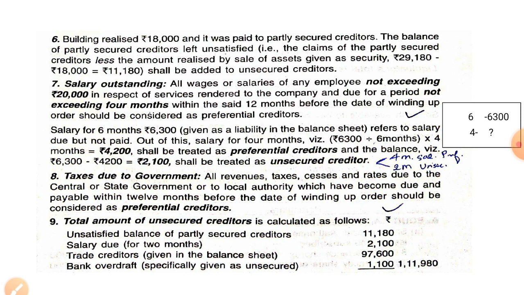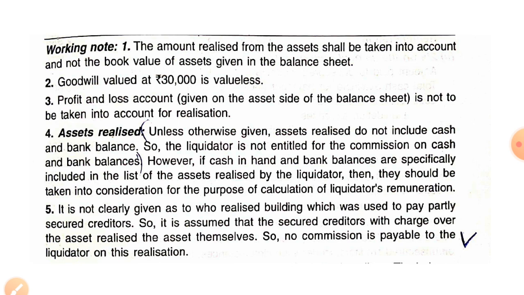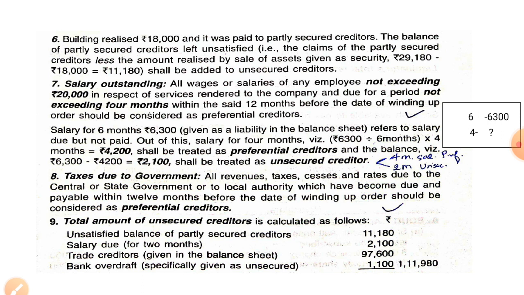Then in the balance sheet they have given trade creditors. So usually trade creditors are considered as unsecured creditors, that we have to add. Then bank overdraft they have given in the problem itself. Bank overdraft is specifically given as unsecured, 1,100. So we have to make the total of all the four, and it is 1,11,980. Clear? This is the total value of unsecured creditors.